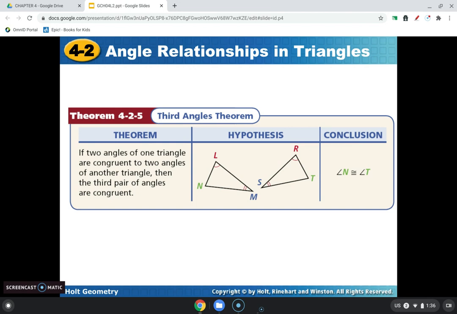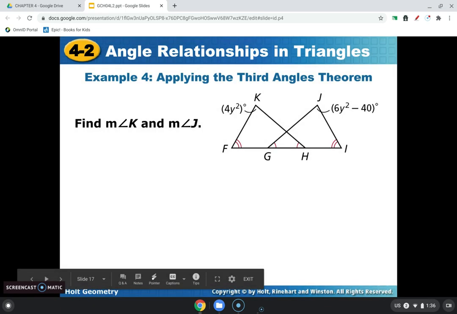All right. The third angle theorem, also known as the Kmart theorem, buy two, get one free. If you know that two angles of one triangle are congruent to two angles of another, then the third angles are congruent. So if you know L and R are the same and M and S are the same, then you know that N and T are the same by the third angle theorem.